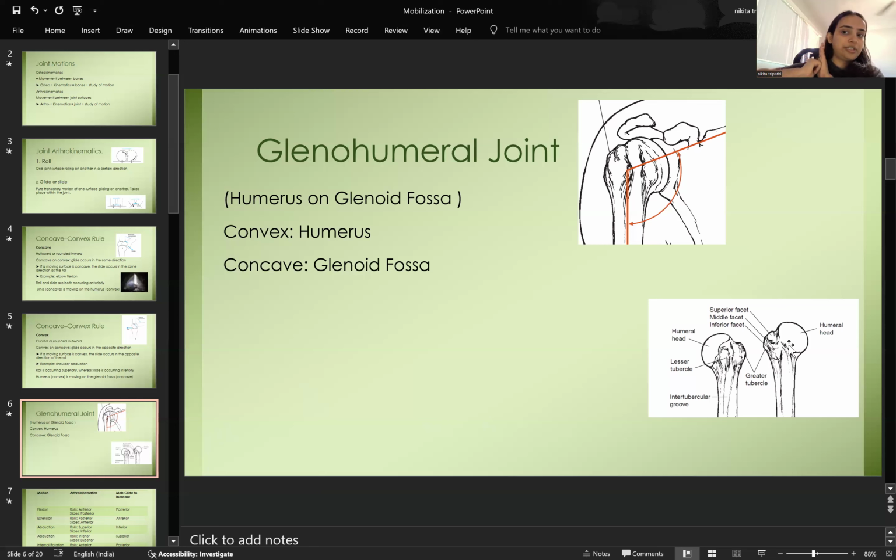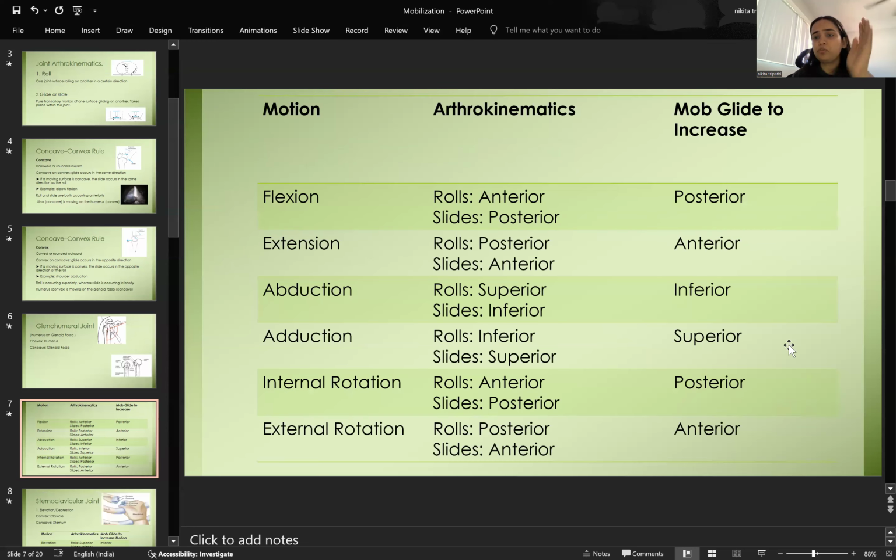Convex is moving on concave, so rolling and gliding are going to be in the opposite direction. Glenoid is concave, humerus is convex. So remember, convex is moving: my humerus is moving, and the glenoid is stationary. There are a few movements that happen at the glenohumeral joint.